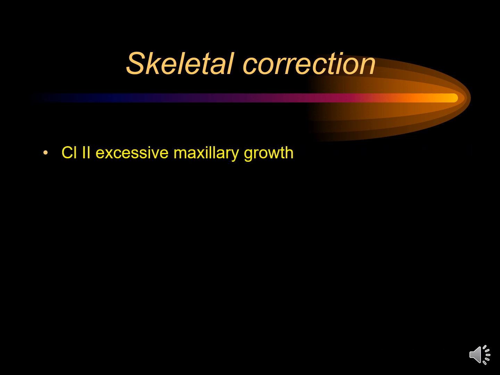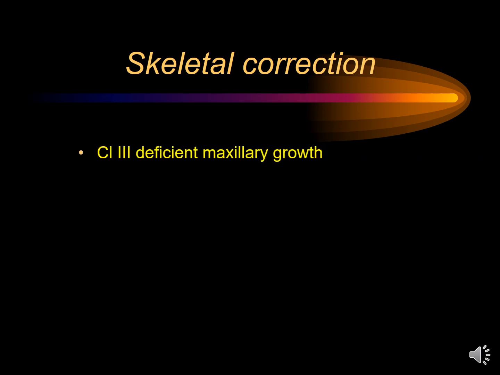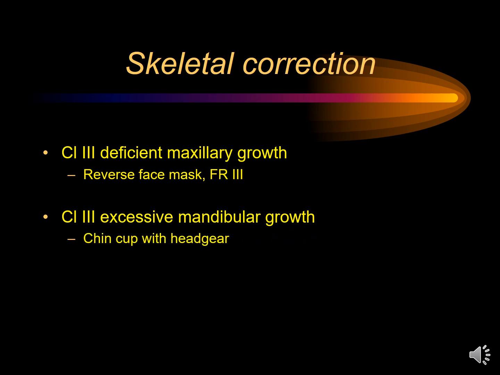Now, in class 2 excessive maxillary growth, we can use a face bow with a headgear. And in class 2 deficient mandibular growth, we can use myofunctional appliances. In class 3 deficient maxillary growth, we can use a reverse face mask or Frankel regulator 3. In class 3 excessive mandibular growth, we can use a chin cup with headgear.